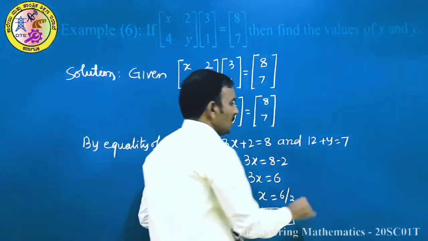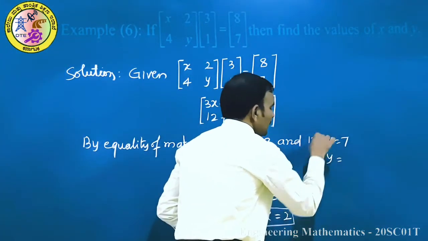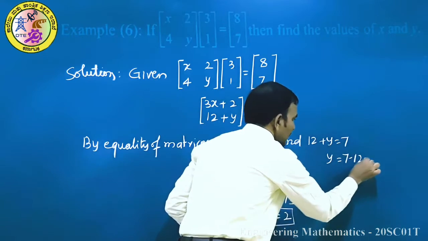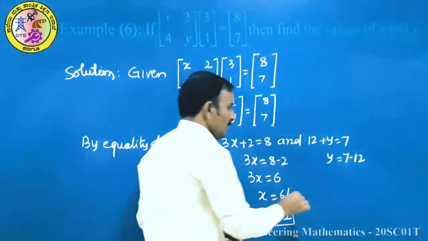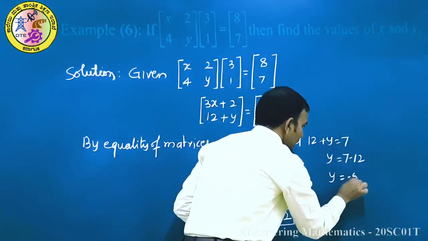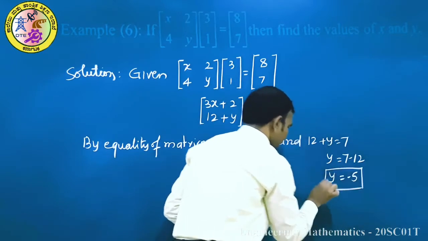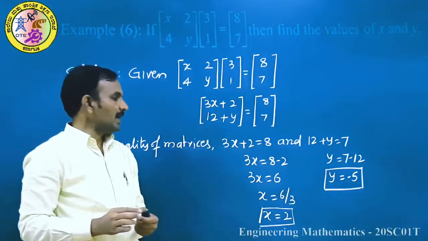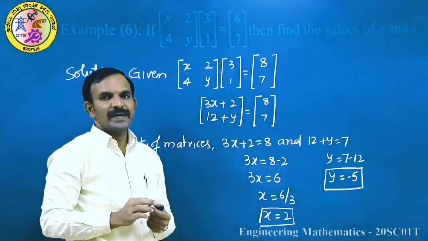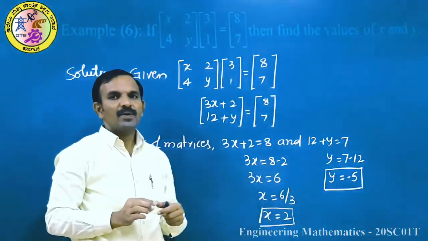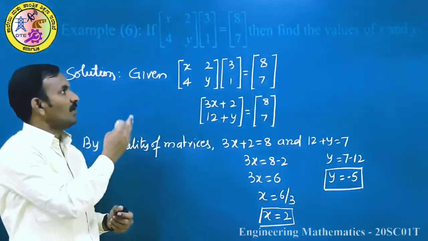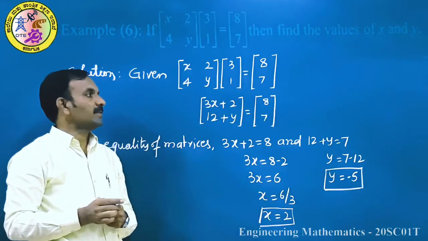Now similarly y equal to 7 minus 12 on the right-hand side. What is y equal to? Minus 5. x equal to 2, y equal to minus 5. x equal to 2, y equal to minus 5. This is the solution for x and y.